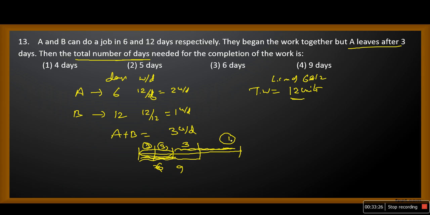Now who has to do that work? B has to do the work. To complete 1 unit, B is taking how much time? 1 day. So B will take 1 more day. So 3 days plus 1 day, which is equal to 4 days. Option 1 is the answer.